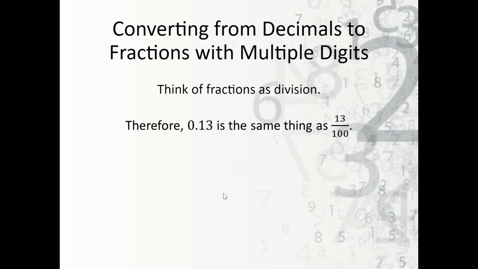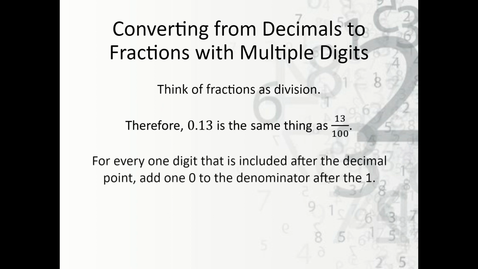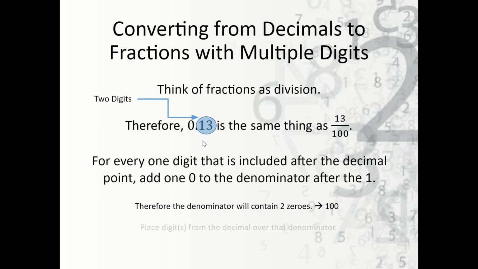Look at it here, we have 0.13, and we're saying that that's the same thing as 13 over 100. For every number after the decimal point, we include that many zeros. In this case, there are two numbers, so there are two digits there. Therefore, our denominator will contain two zeros after the 1. So it'll be 100. Then we place this value over the top, so it's 13 over 100.